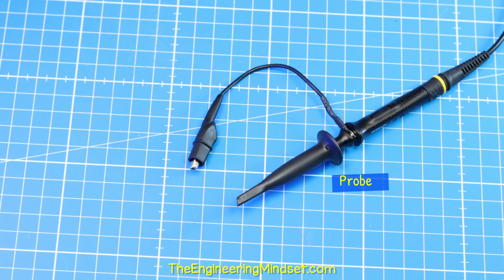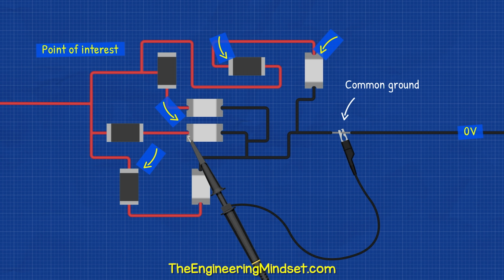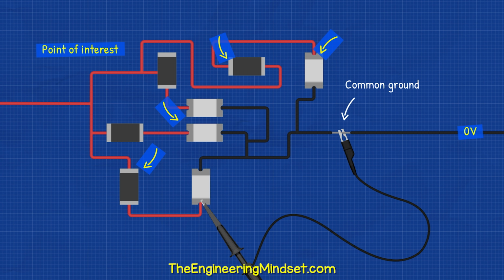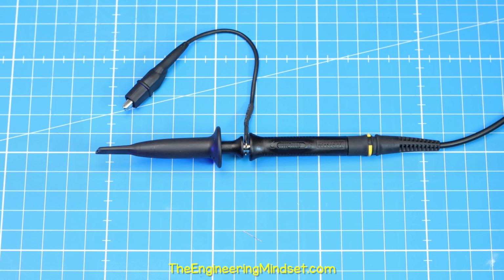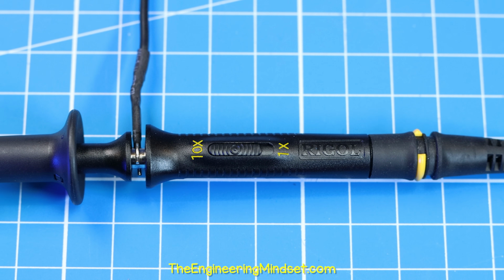At the other end, we have the probe tip and the ground clip. We always connect the ground clip to the common ground of our test circuit. The probe tip touches the point of interest. On the probe handle, we usually have an attenuation switch. For now, just select the 10x option.